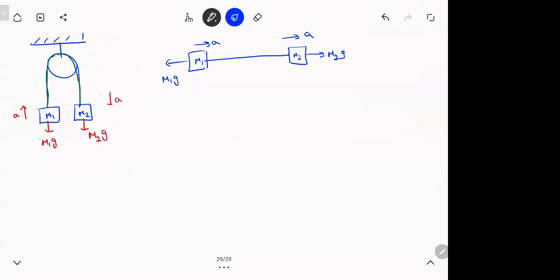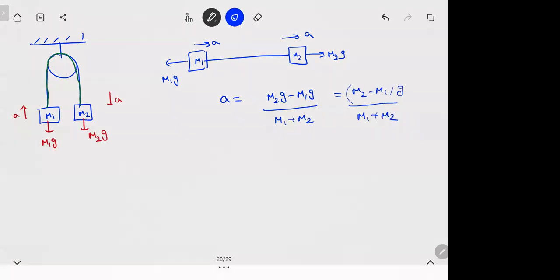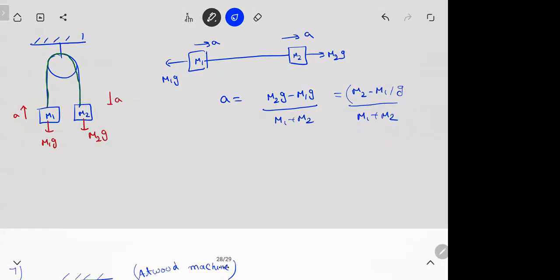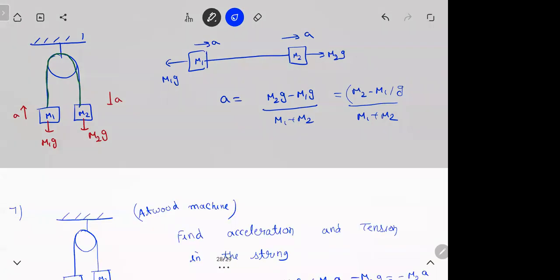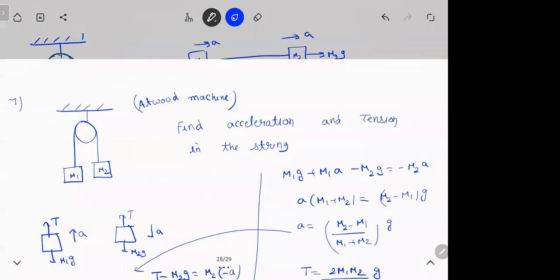Meaning here I'm choosing along the string as positive. So what is the acceleration here? Net force, which is M2G minus M1G, by total mass. If you see, in a single step you get your previous answer. No equations, nothing. Saves you time. So here the main theme is you take the forces along the string and then divide by total mass.